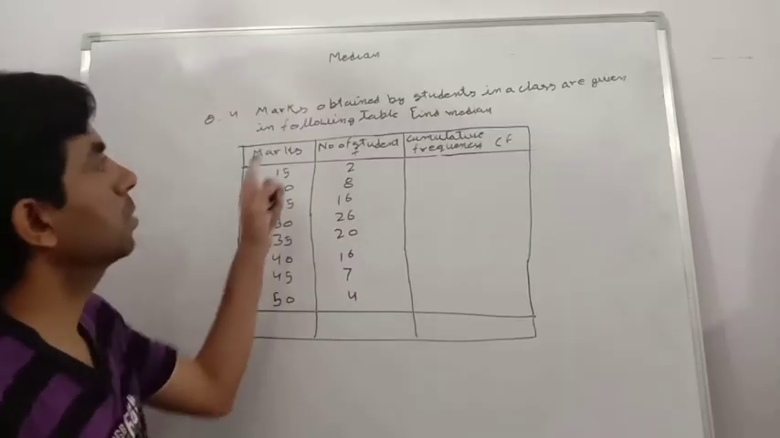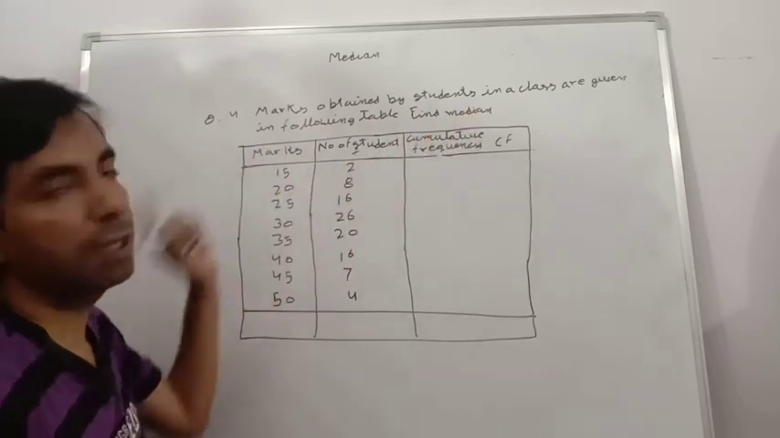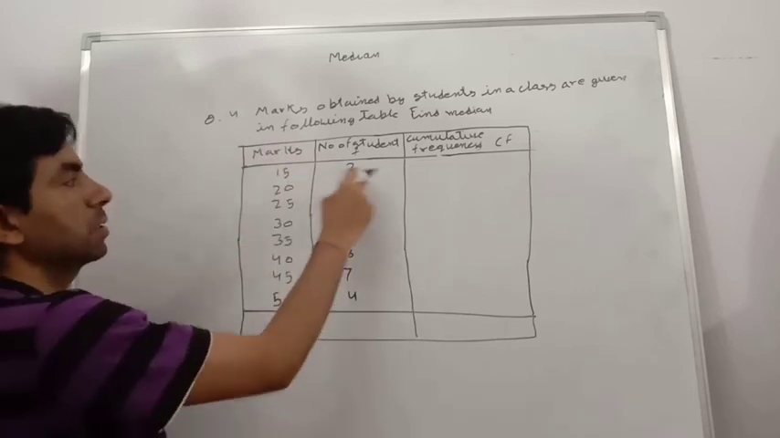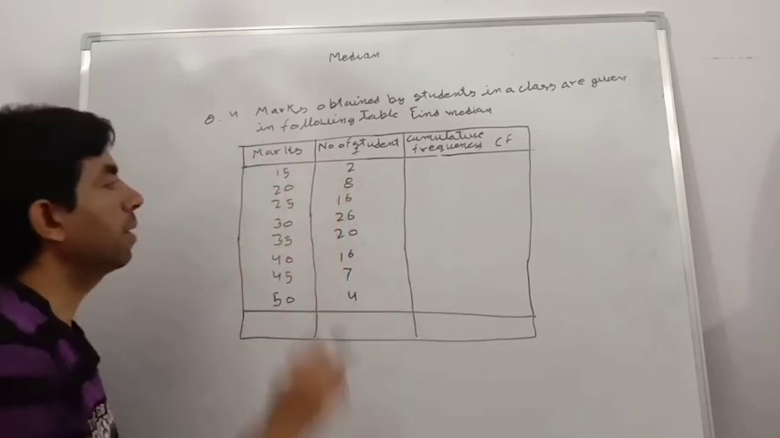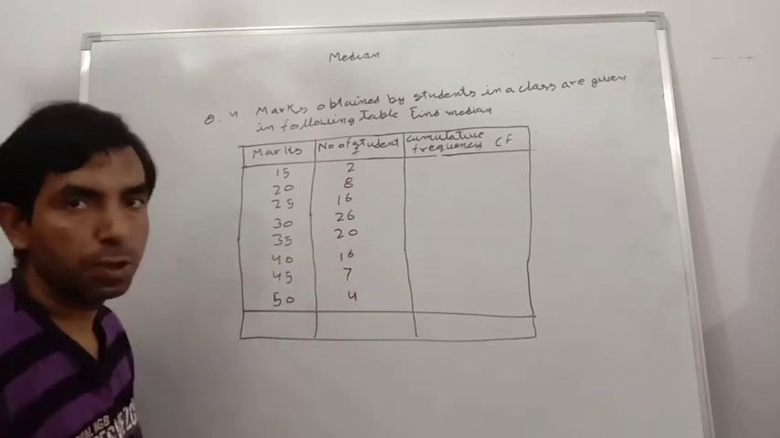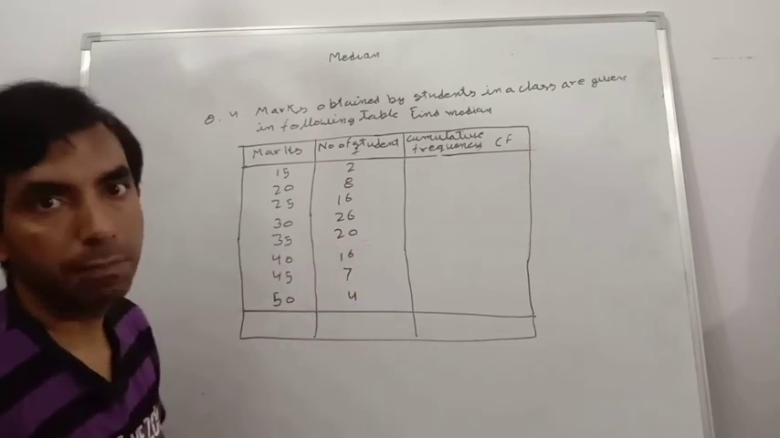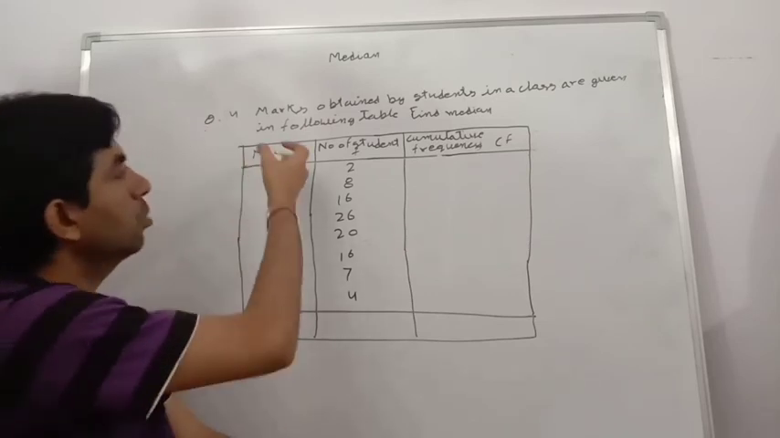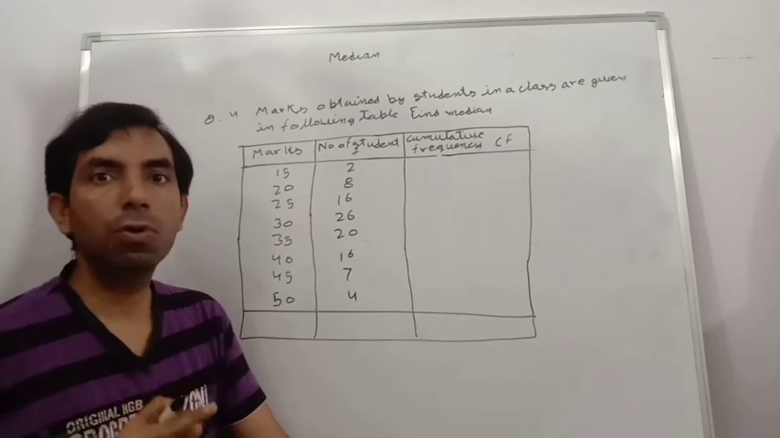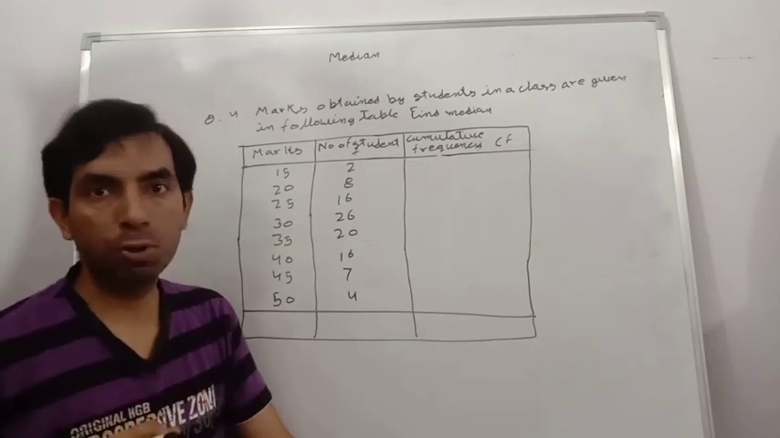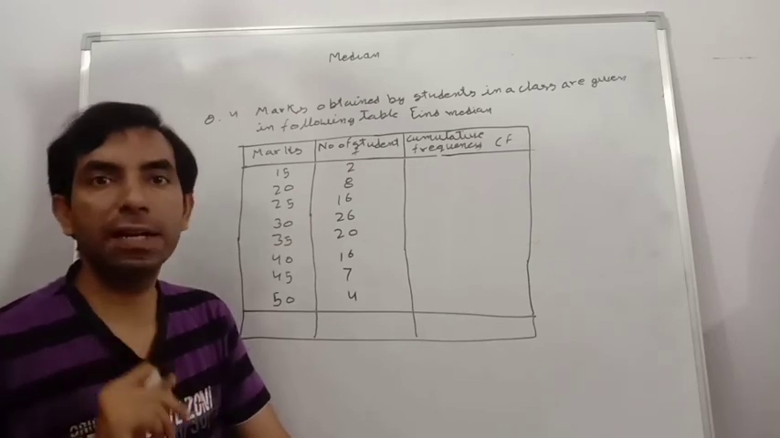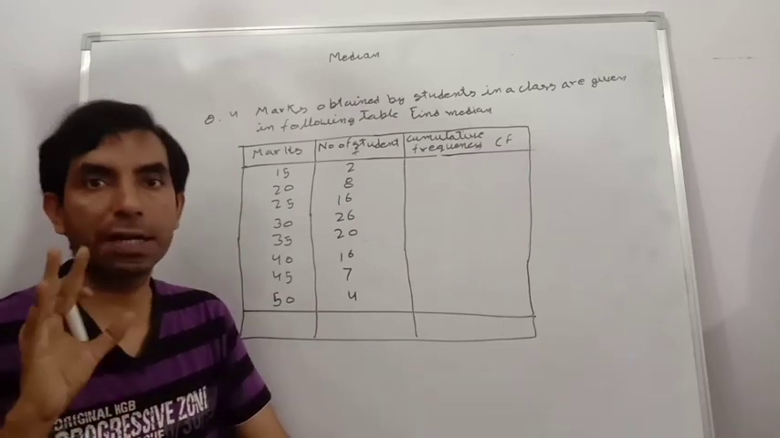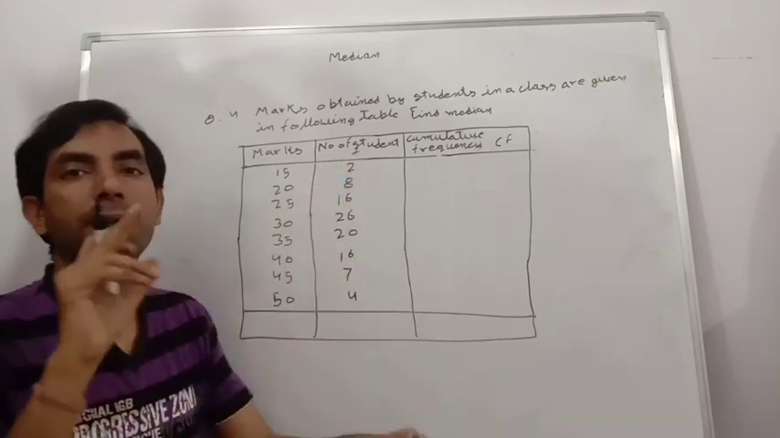Here we have been given the marks obtained by students in a class in the following table. So 15 marks was scored by 2 students, 20 marks by 8 students, 25 marks by 16 students, just like this. So we have to find the median. Generally we write all the data in ascending order, but it is already in ascending order. So we find the value of n upon 2. What is n? N means the sum of the frequencies, meaning the number of all terms, all data. So frequency represents the number of data.